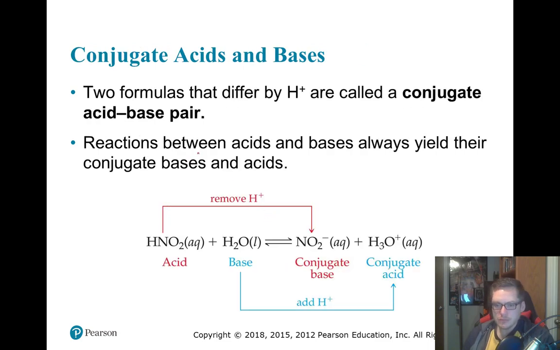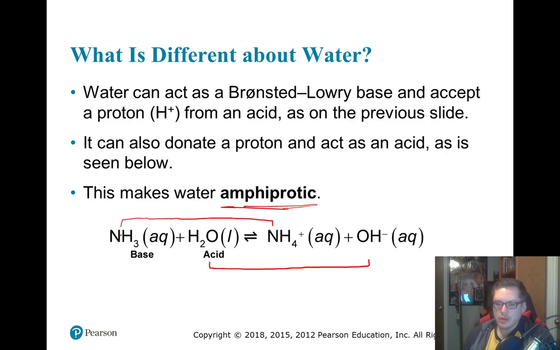Now, in Bronsted-Lowry acid-base reactions, whenever we form this reaction, the two formulas that differ by that H plus are called a conjugate acid-base pair. In this example, our ammonia turned into ammonium. They're different by one hydrogen. There's an NH3 versus NH4. These are a conjugate acid-base pair. And then water with the hydroxide, again, they're different by one hydrogen.